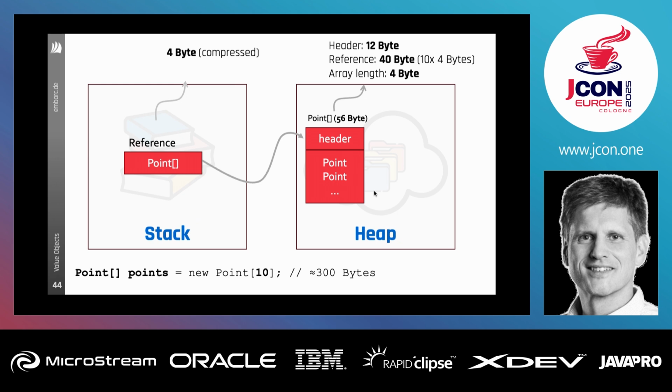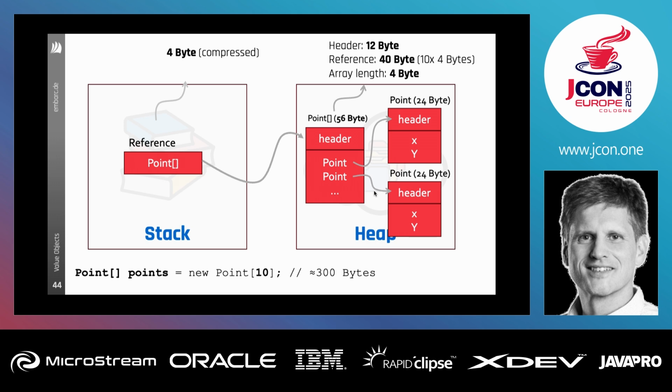And then on the heap, we have a header for the point array, which is 12 bytes. Then we still have the references inside the array, which are referencing the different points, which are separately on the heap. And we have information about the length of the array. So it's actually 56 bytes only for the array. And then we have 10 times 24 bytes for each point. So it's about 300 bytes. I'm not sure. Maybe there's still some little information missing, but it's about 300 bytes.